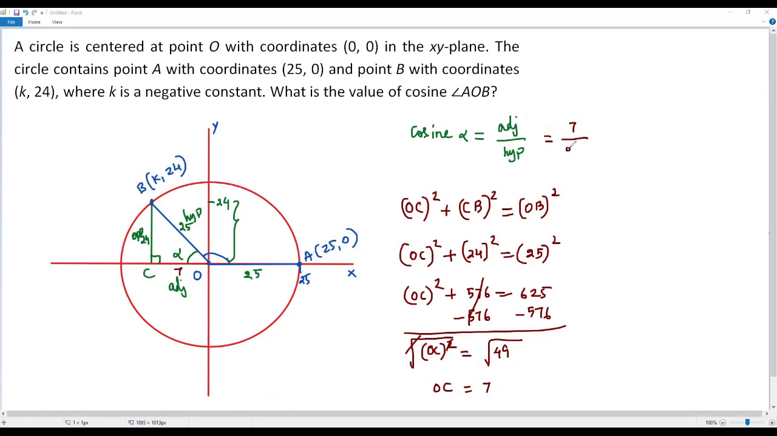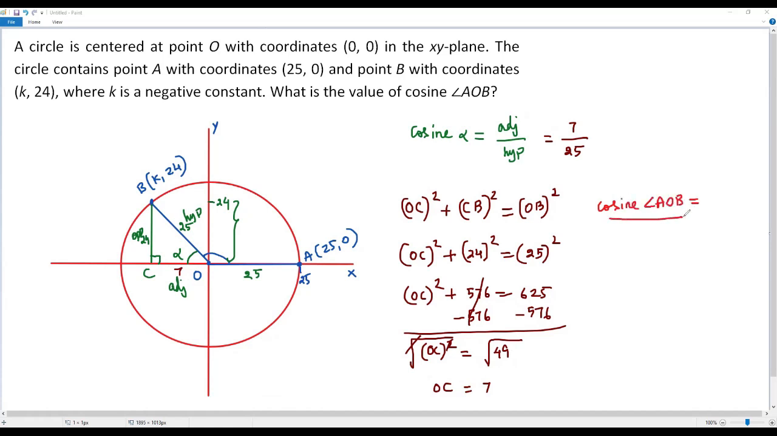and 25 for hypotenuse. Okay, here I got the value of cosine alpha, but our aim is to get the value of cosine of angle AOB. Now let me write the stuff over here. That is cosine of angle AOB.